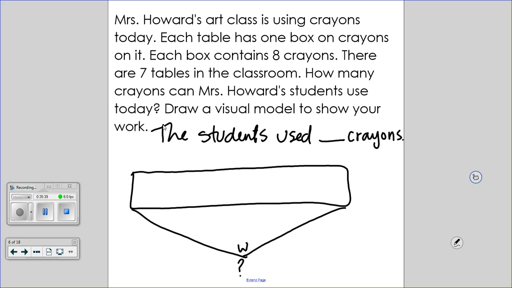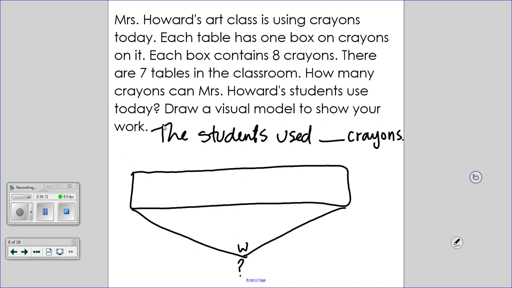I do know some other things though. I know there are 8 crayons in a box. And I know that there are boxes of crayons on 7 tables. Which one of those is going to be my groups? It's tricky. This is a tricky one.